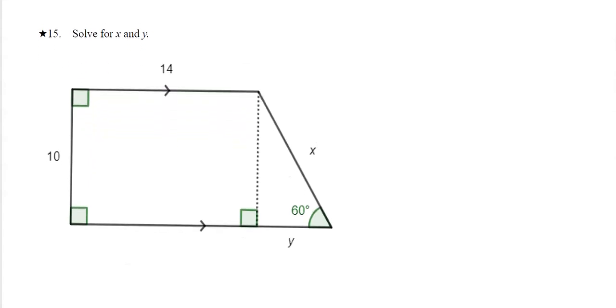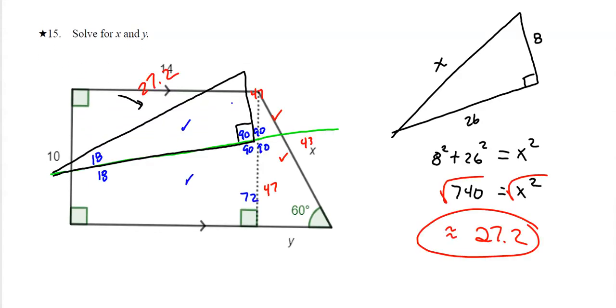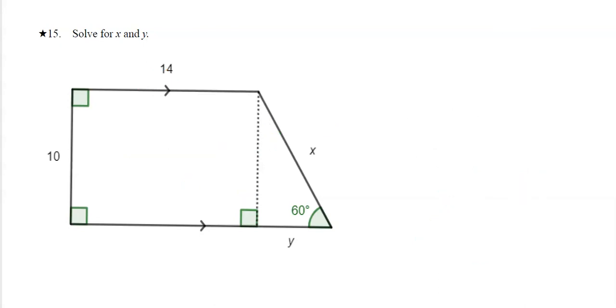Number 15's got a star beside it. Solve for x and y. So we do have a trapezoid. I see that this top base, this B1 up here, is 14. They don't give me the bottom base. They don't give me the B2. But what they want is they want me to figure out how far that little y part is, and then how far x is. So they basically want 2 parts of a right triangle.